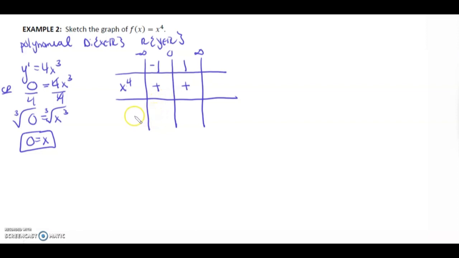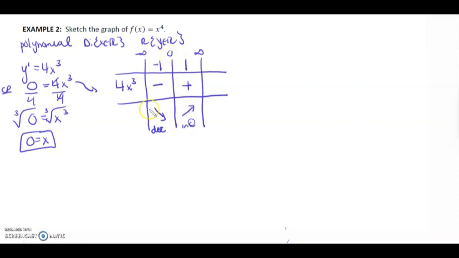So the slope, so let's put the equation for the slope in here, which is 4x cubed. So if I test -1 and 1, I'm going to get a negative number and then I'm going to get a positive number. So we're decreasing between negative infinity and 0, and then we're going to be increasing because this is the sign of f prime at x.